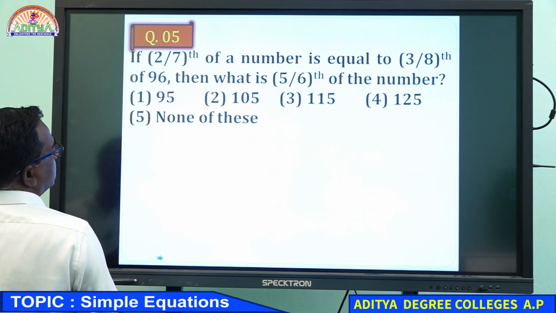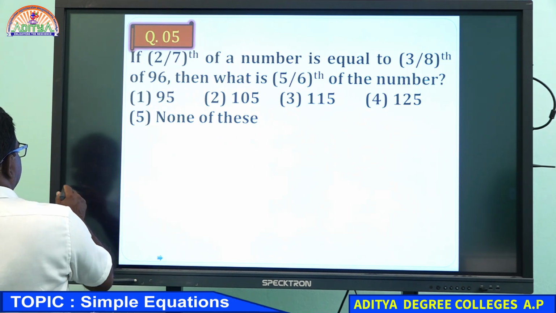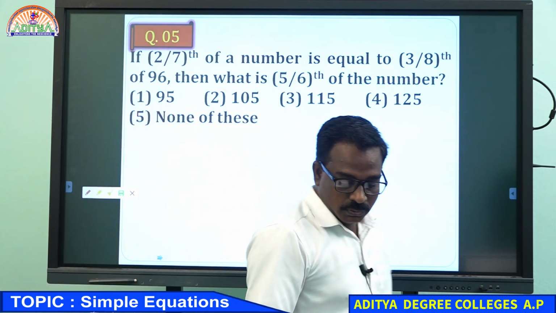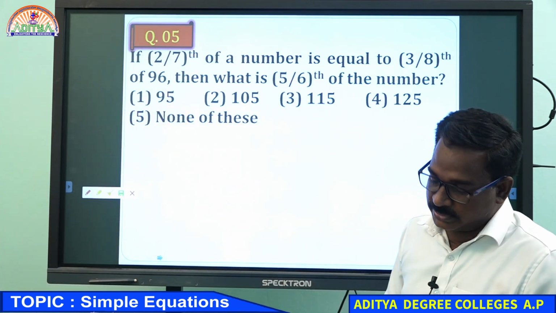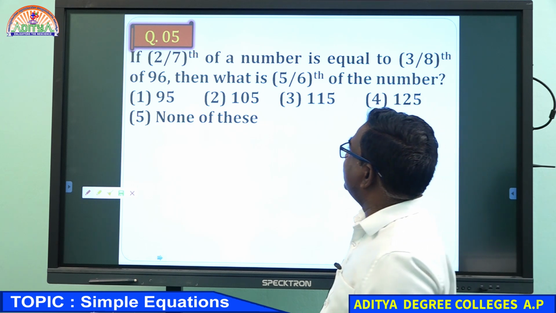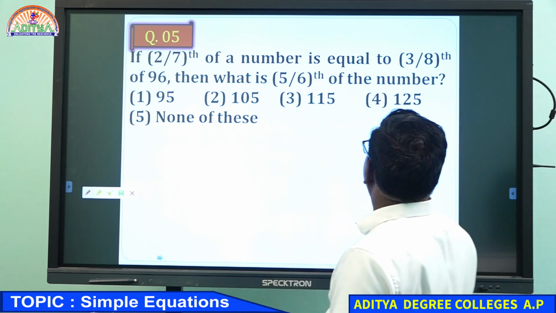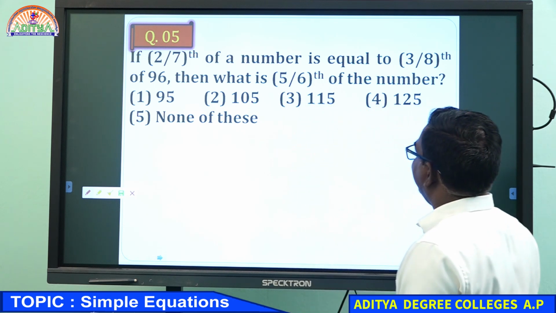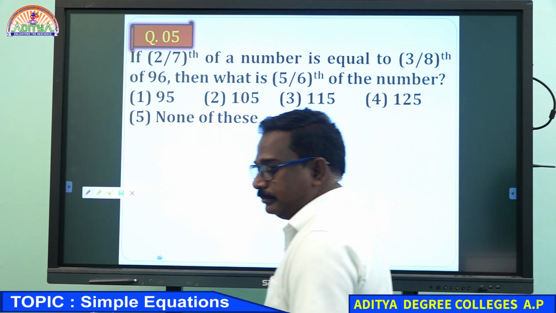Question on the next one. See this question, what was given there. 2/7 of a number is equal to 3/8 of 96. Then what is 5/6 of the number?